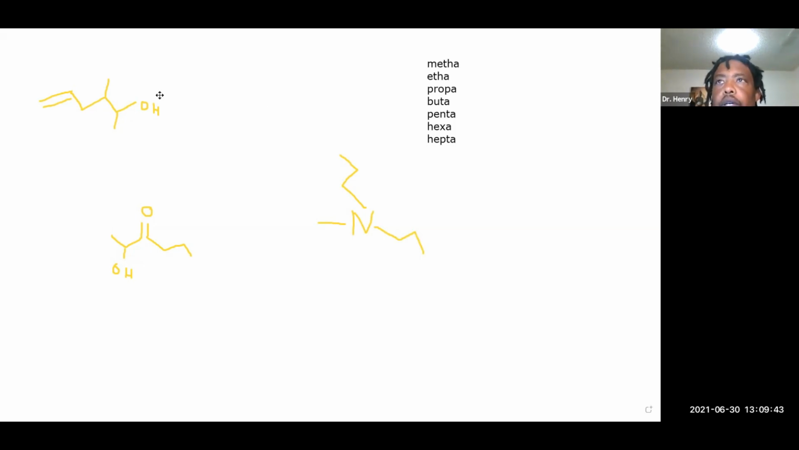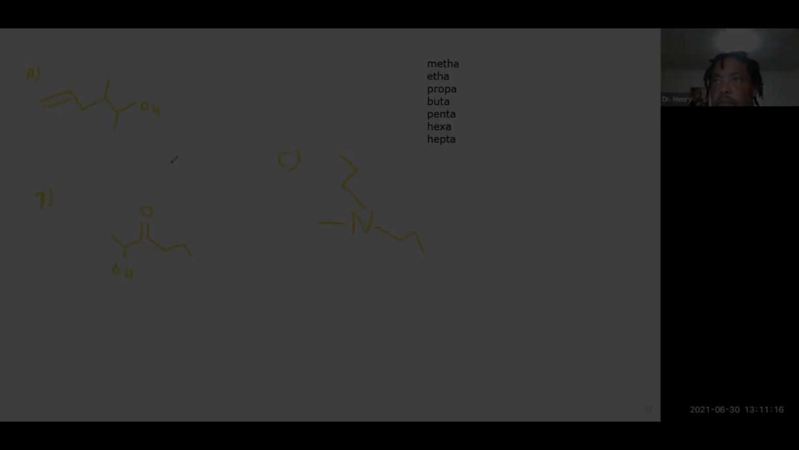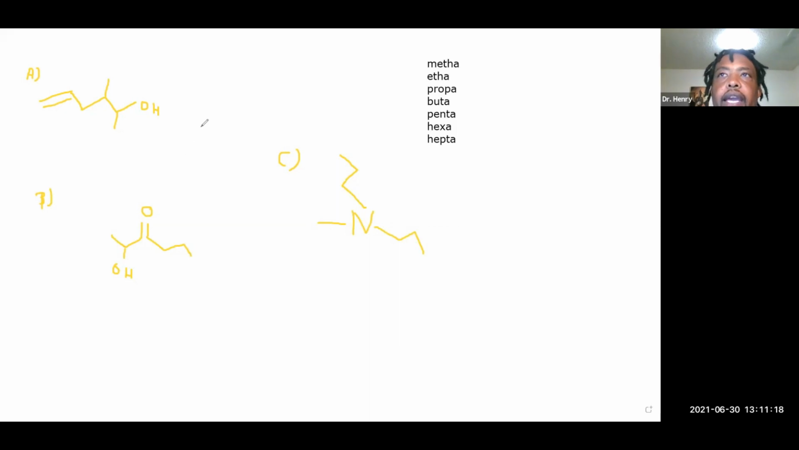Okay, so this is A. This is B. This is C. Can you guys tell me the name of each one of these? Okay, A. So how will we name A?